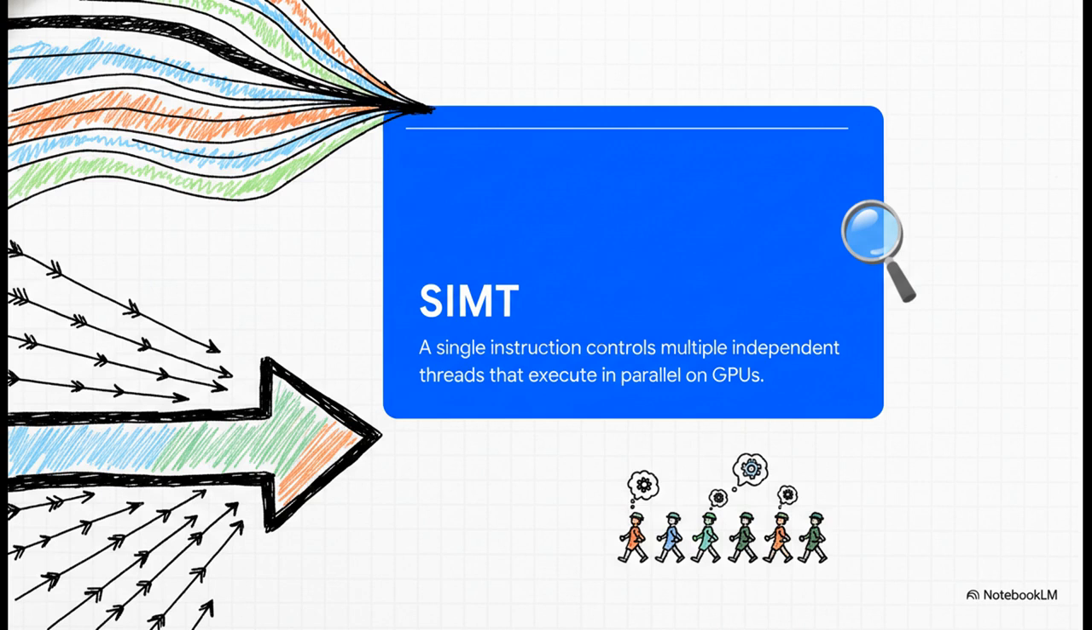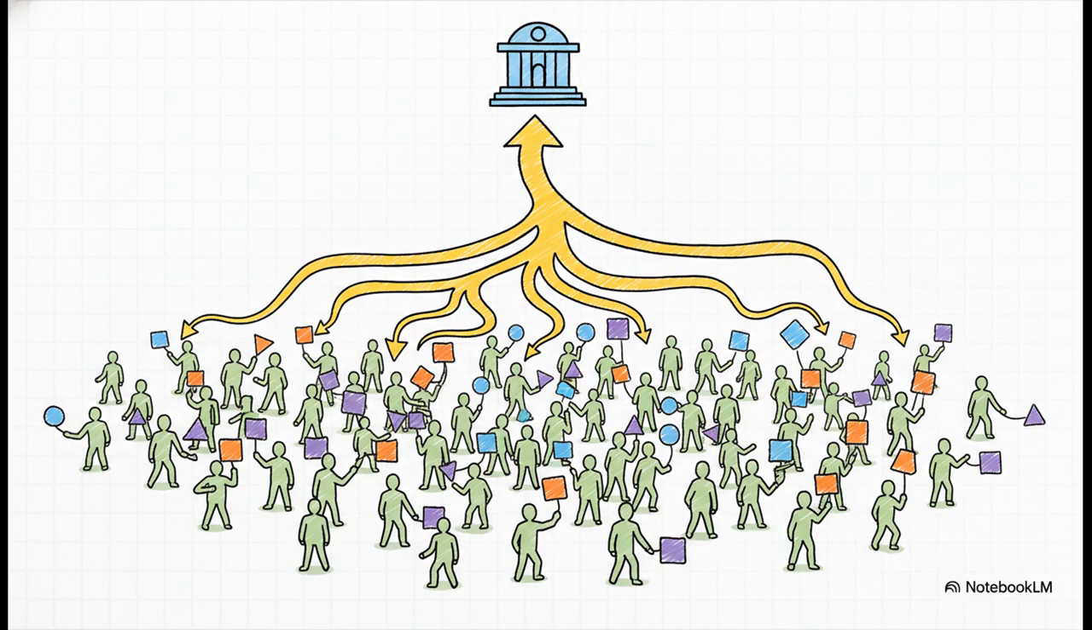Each soldier is now what we call a thread. It's like a lightweight, independent little worker. A single high-level command still guides them all, but each thread has a bit more freedom, allowing for thousands, even millions of them to work in parallel. So if SIMD is like a platoon of soldiers, SIMT is like a whole army of secret agents.